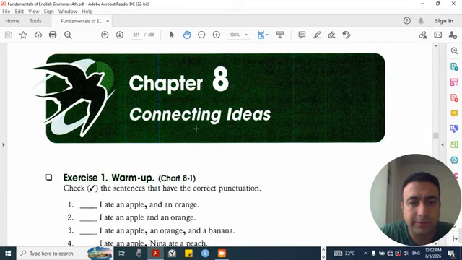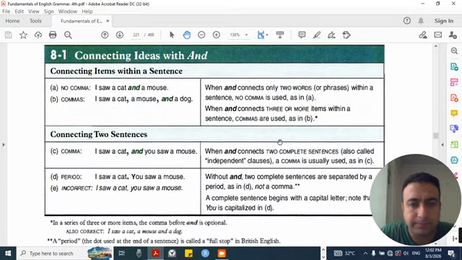It's chapter 8, Connecting Ideas. 8.1. Connecting ideas with and. Connecting items with and in a sentence. A. No comma. I saw a cat and a mouse. B. Commas. I saw a cat, a mouse, and a dog.